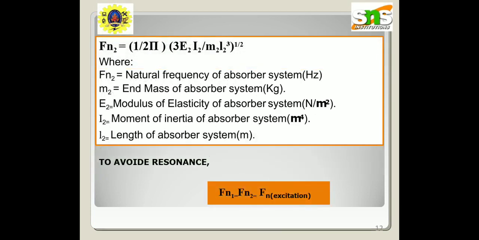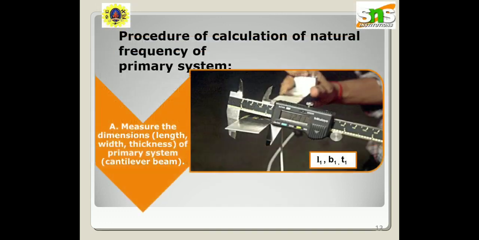Here is section 2, similarly, f1 is equal to fn2 is equal to fn. This is the excitation. This is the procedure for calculation of the natural frequency of a primary system.